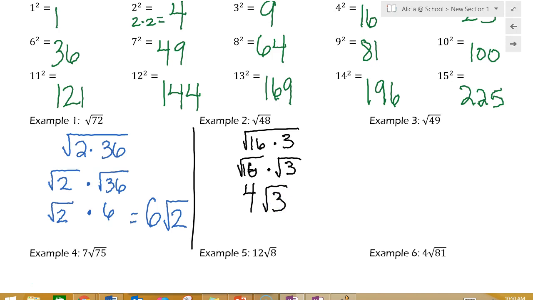The next one, I look at the square root of 49. Well, that one's already nice because I already see it on my chart right above it. Square root of 49 is the perfect square. So my answer here is just 7.